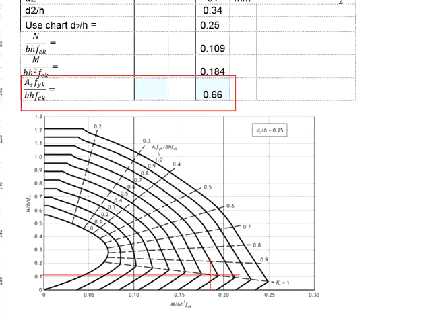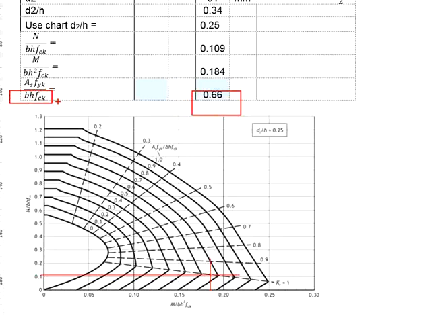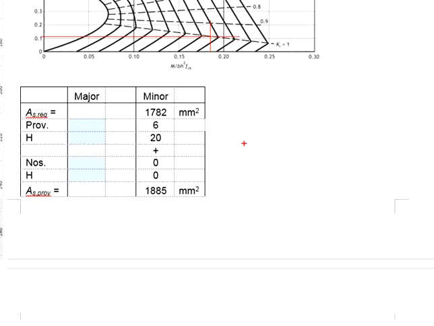Use these equations to find the AS. That leads to 0.66 multiplied by BH FCK, 150 by 300, and divided by FYK, which is 500. This gives you the AS required of 1782 mm square.